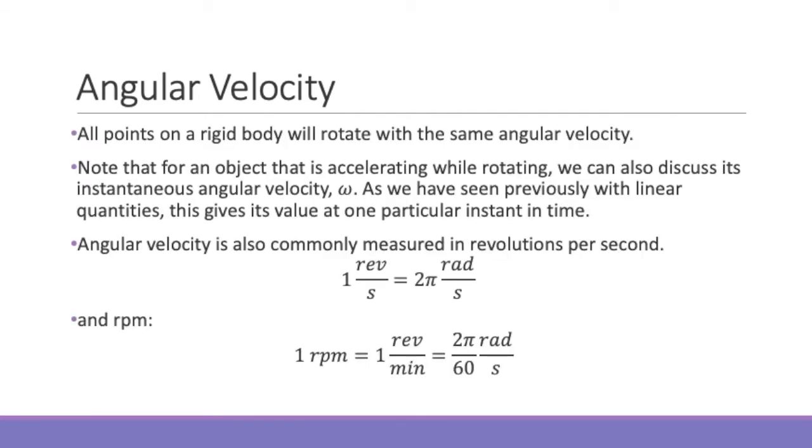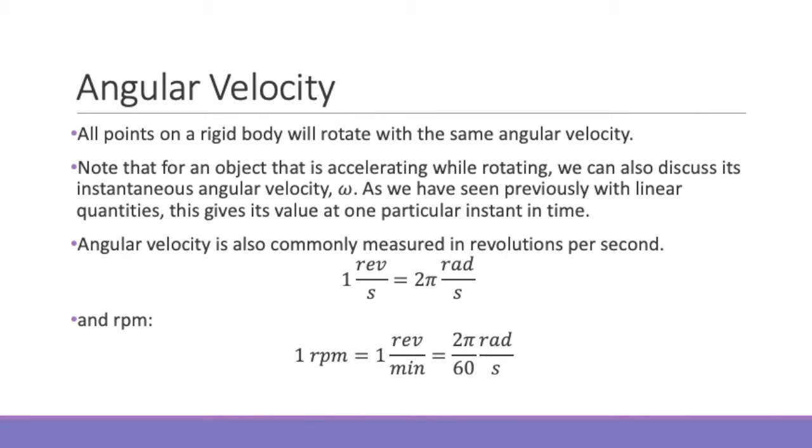Just a few more notes on angular velocity here. All points on a rigid body will rotate with the same angular velocity. Now note that this is not true for linear velocity. Since different points on the object are at different radii, they each travel a different distance or circumference in one period, which means that points at different radii would travel at different linear speeds, though the entire object rotates as one, meaning that the angular velocity, which gives in a sense a measure of the rotation rate, is constant.